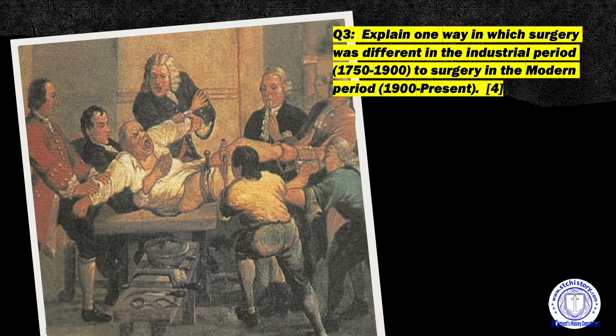So we are asking you in this one to explain one way in which surgery was different in the industrial period, 1750 to 1900, to surgery in the modern period, which is 1900 to today, or the present time. Remember to take the time to understand what this question wants. It will either want a difference or a similarity, and it won't always give you the dates. It might just say a period, medieval, industrial, or it might just say a century. So you need to be aware. That's one time where you do need to be aware of the different dates and things like that, so you don't mess up and get things wrong.